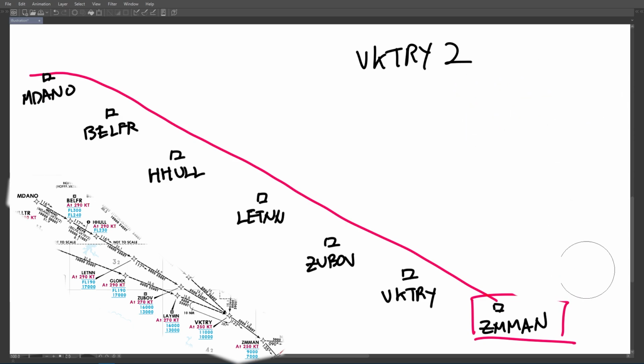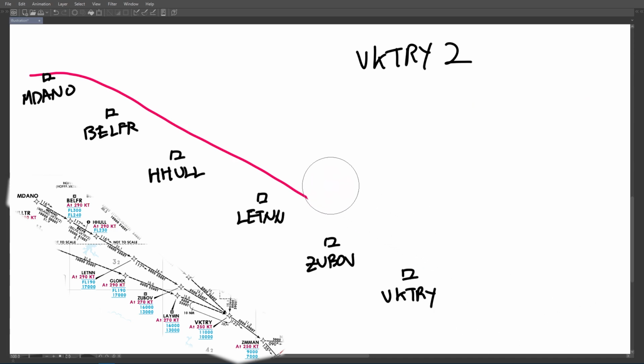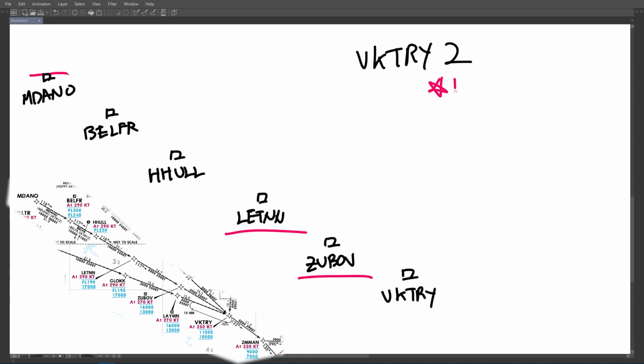So that being said, like I said, I wouldn't look at Z-Man too far, or too far ahead of the fix. Instead, I'll look at Ledin or Zubov, for example. So once again, I'm going to look at the direct intercept page. What I'm looking for is 2,000 feet per minute of a descent showing on the FMS for either Ledin or Zubov. Whichever one shows 2,000 first, that's my cue to start descent.